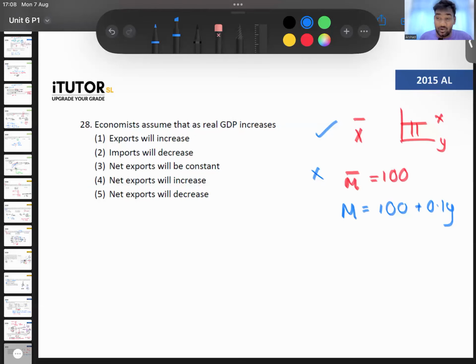But in our syllabus, we don't have that. In our syllabus, we are teaching you all that imports are autonomous. But in reality, imports are also income induced. So just think, when income increases, exports won't change. Exports are autonomous. What will happen to imports? Look at the equation and tell me, if this Y component increases, what will happen to imports?